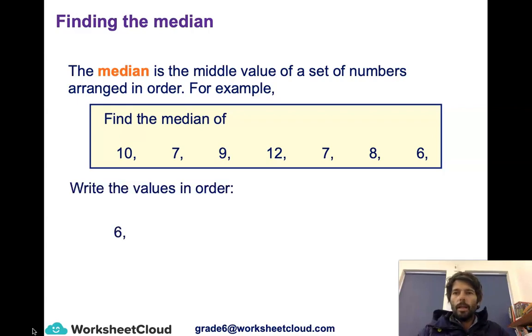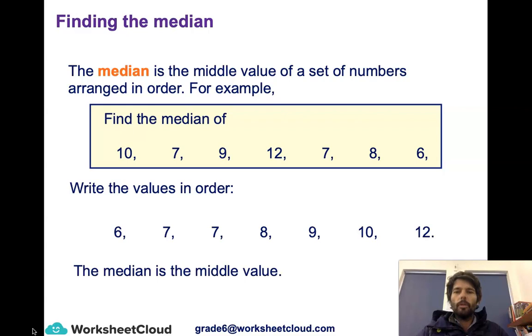So I need to write these numbers in numerical order, starting with the smallest entry, and you'll notice that if a number is repeated, then you still write it down twice. So there are 2 7s in the original set of numbers. So when you write those numbers in order, you must include both number 7s.